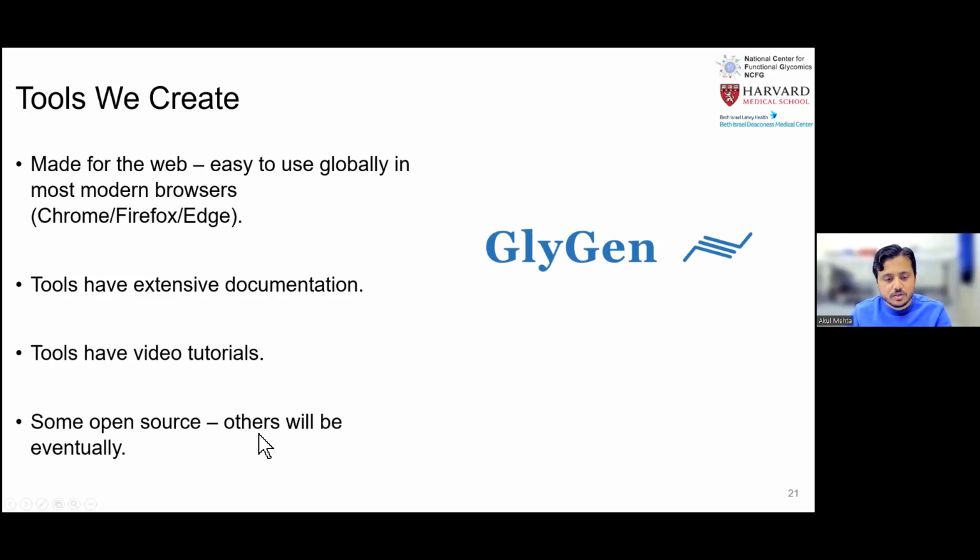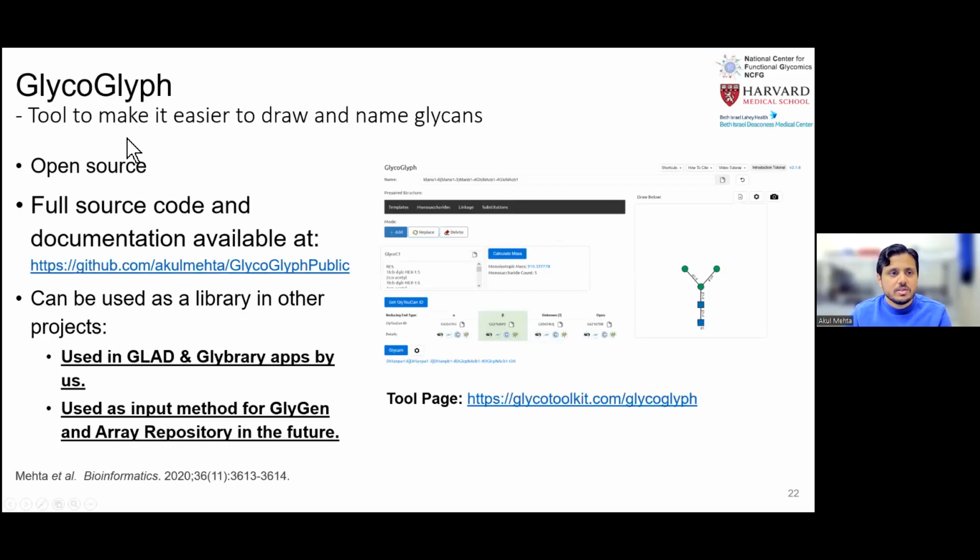Some of our tools are open source, and the others which I'm building will eventually become open source as well once I polish the code. So the first tool I would like to show is Glycoglyph.